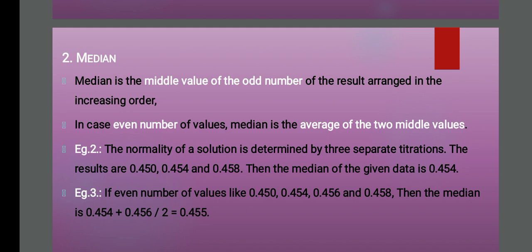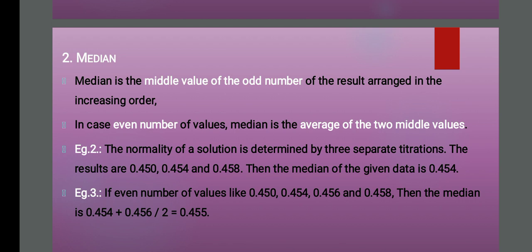So median is nothing but the middle value of the odd number of data after arranging the values in increasing order. And if it is an even number of data, the median is nothing but the average of the middle values. So this is said to be median, and it is given by the example.